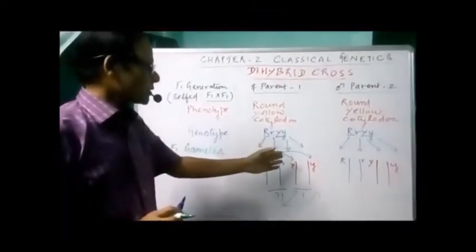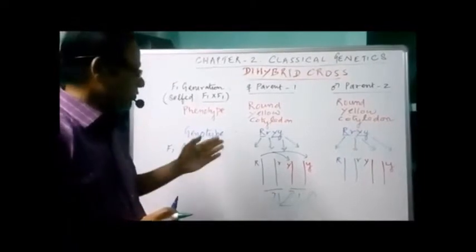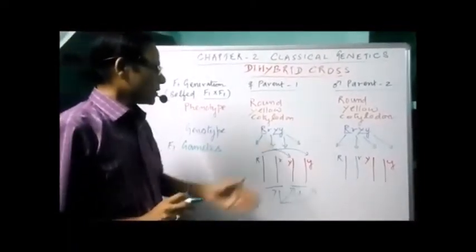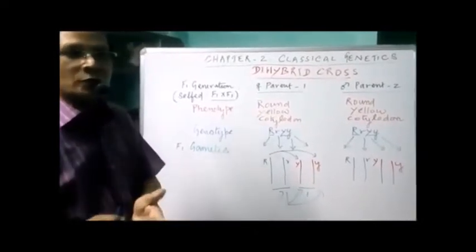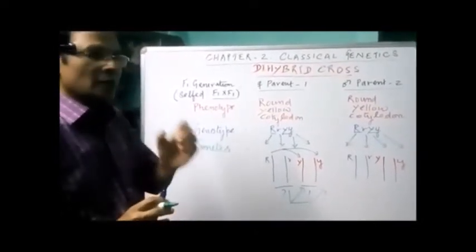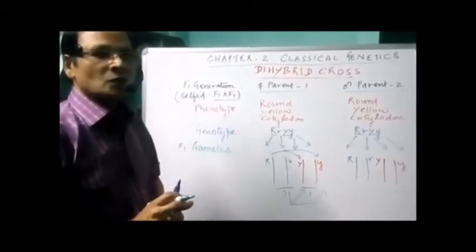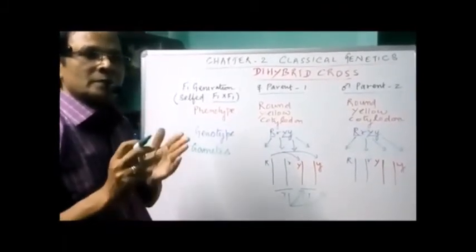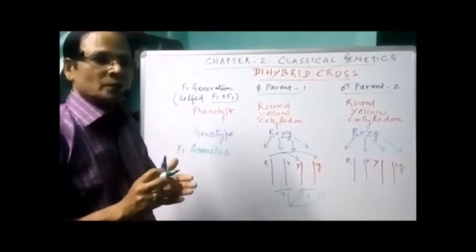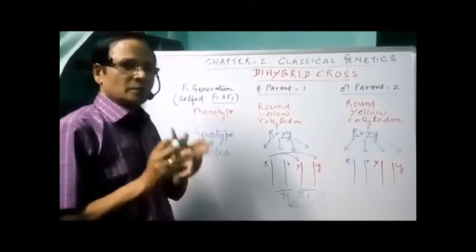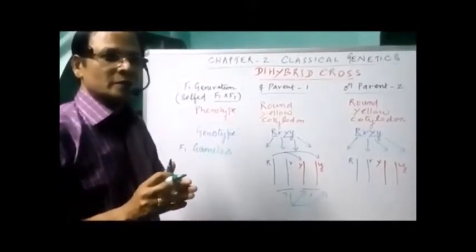Capital R may combine with capital Y or small y to form two different types of gametes. Similarly, small r may combine with capital Y or small y, forming two different types of gametes. So the number of gametes produced by a dihybrid is always 4. The number of gametes produced by a monohybrid is always 2. If you are taking the trihybrid cross, the number of gametes produced by a trihybrid is 8.